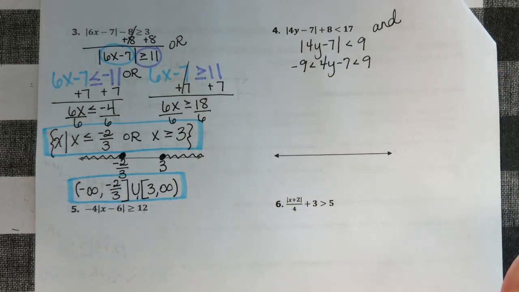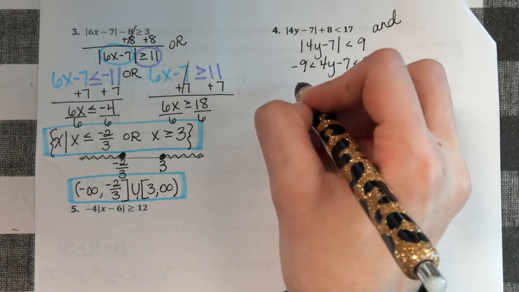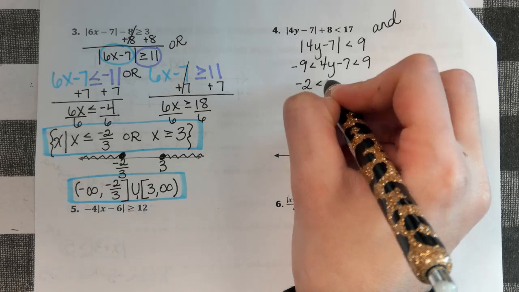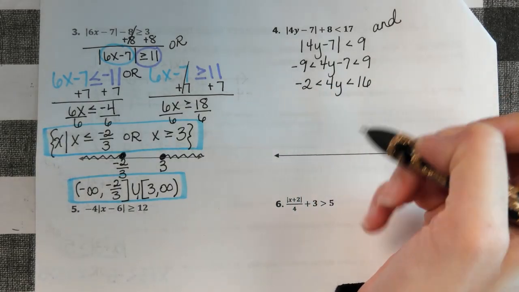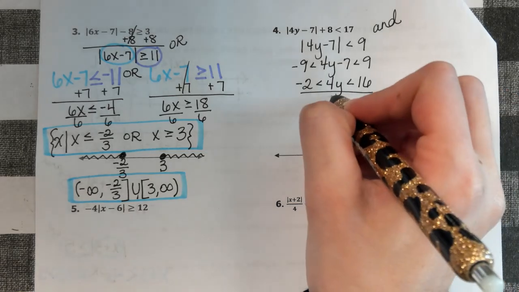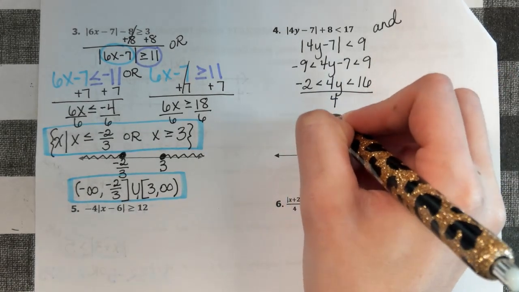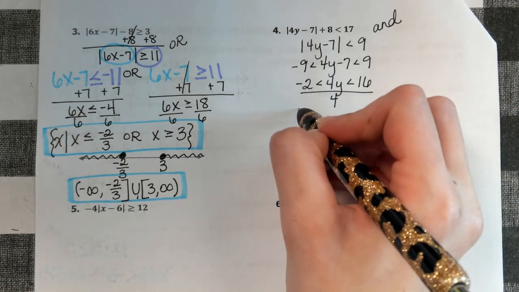Very good. And you add 7 to all sides. So then you get negative 2 less than 4y less than 16. And you divide everything by 4. And you get negative 1/2 less than y less than 4. And it's correct, so you can do your set order.